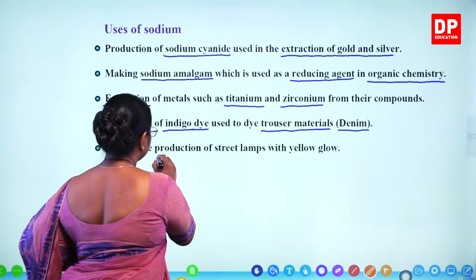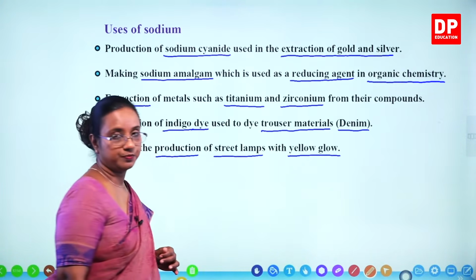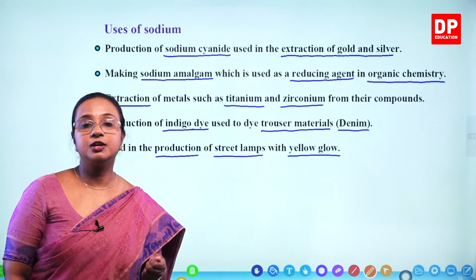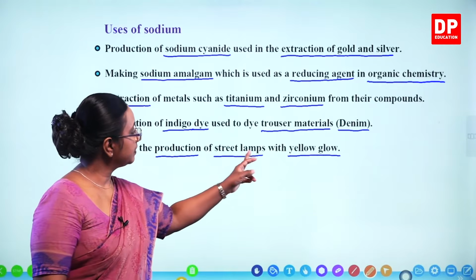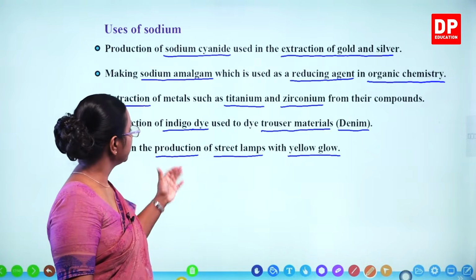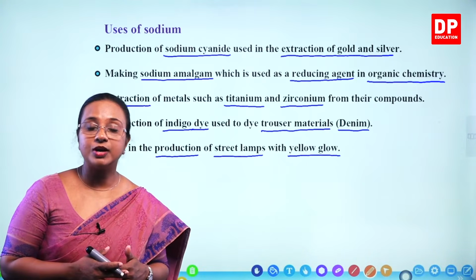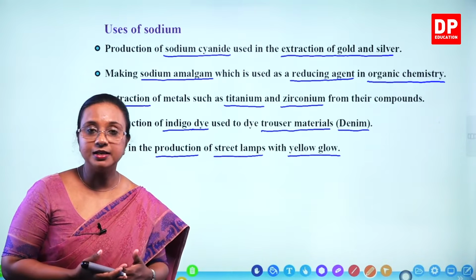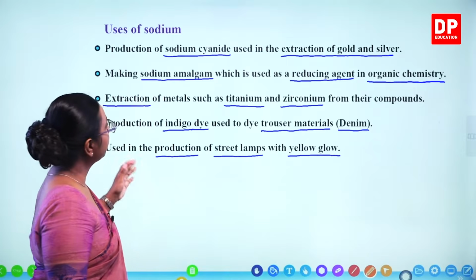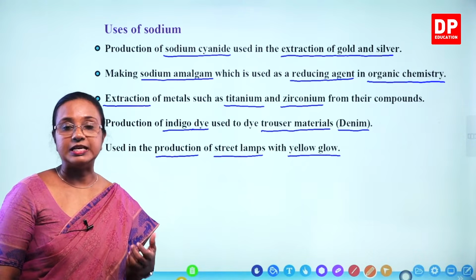Used in the production of street lamps with yellow glow. Different metals have different colored glow. Sodium gives a yellow glow. So it is used in production of street lamps which give a yellow color light or yellow color glow. So students, now we have discussed some of the uses of sodium metal.